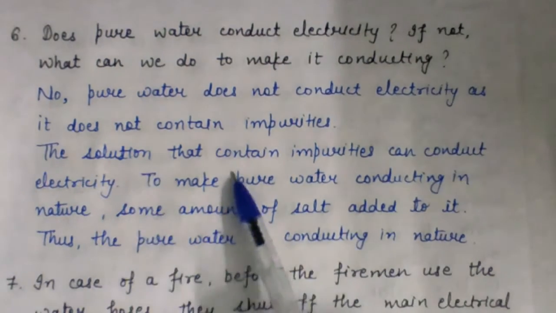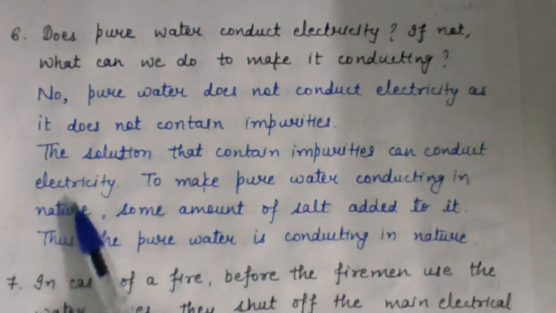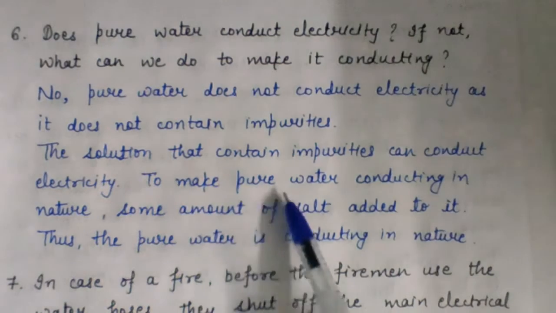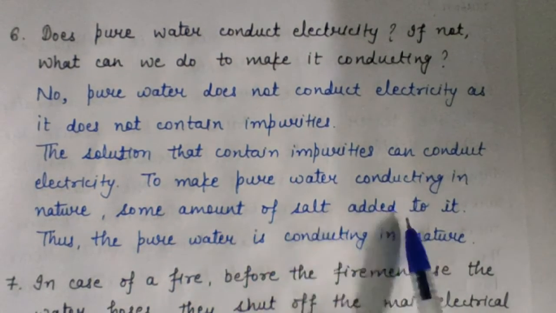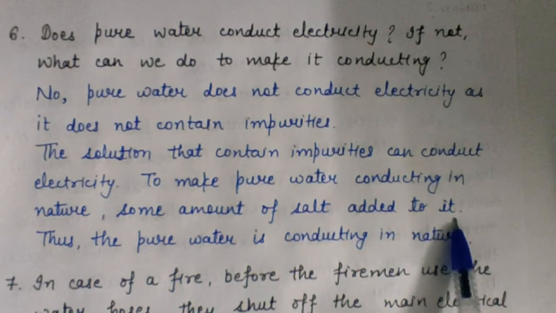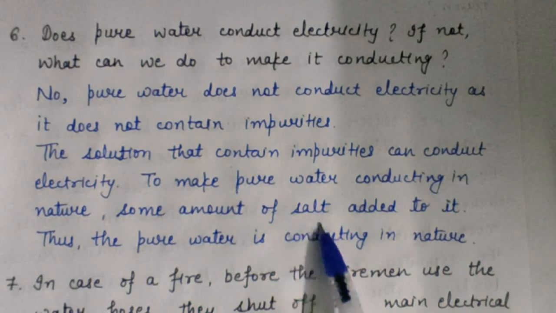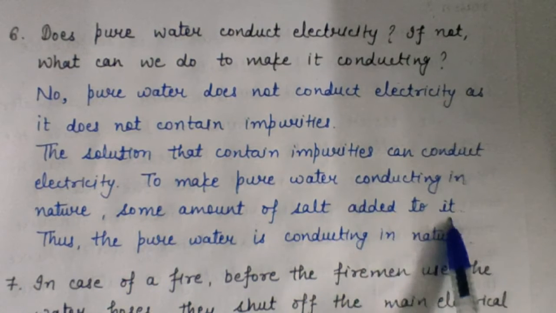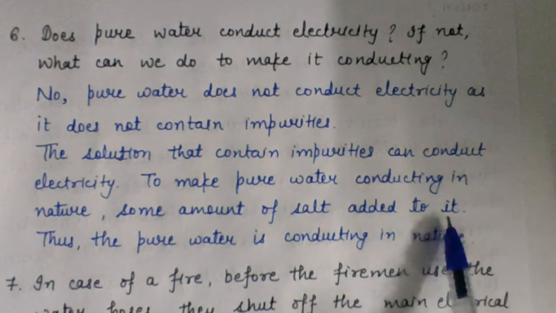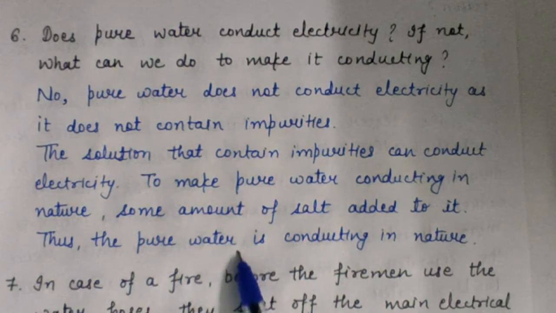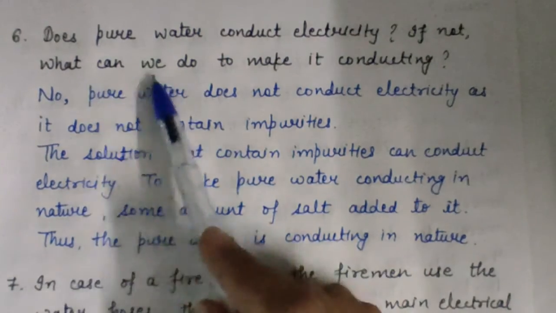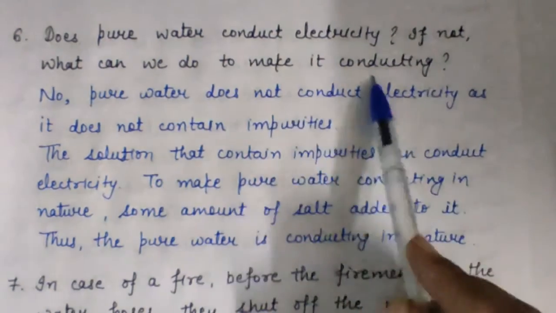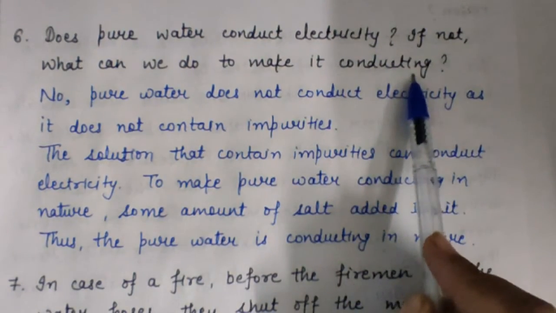The solution that contains impurities can conduct electricity, and to make pure water conducting in nature, some amount of salt is added to it. Means we can add some amount of salt in pure water to make it conductive in nature. On adding salt, the pure water becomes conducting in nature. So what can we do to make it conducting? We can add salt to it. Okay, this is your answer.